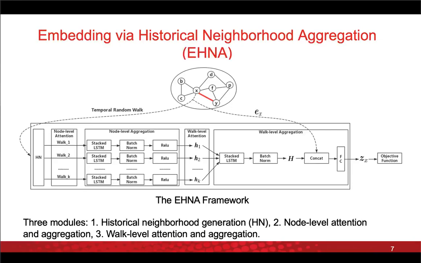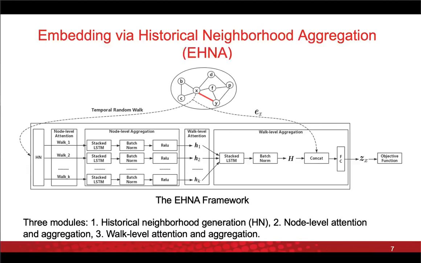In this paper, we propose a framework, namely Embedding via Historical Neighborhood Aggregation, to analyze how each edge in the network is formed. Each target edge to be analyzed consists of two target nodes. For each target node, our proposed framework will generate an aggregated embedding by combining information from the target node and the neighborhood. Specifically, our framework has three modules.